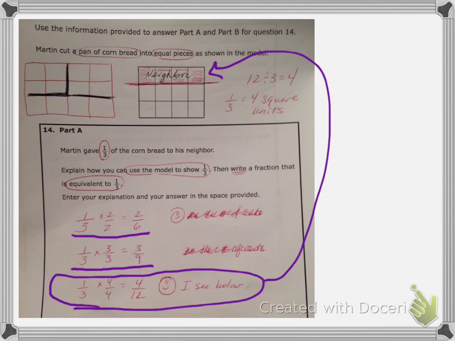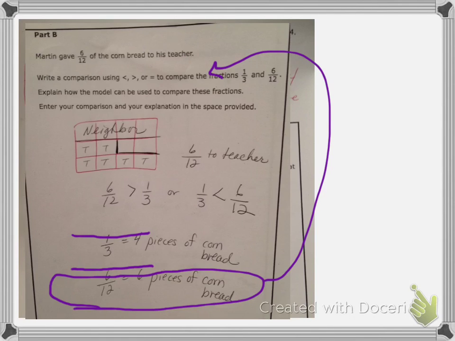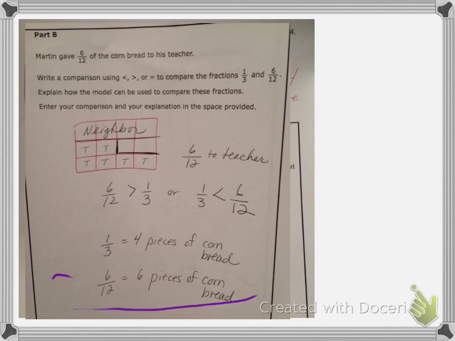Okay, so the next part, and I'm going to go, whoops, sorry, I got to erase all this. Okay, so the next part of this problem says that Martin gave 6/12 of the cornbread to his teacher. And it wants you to write a comparison using less than, greater than, or equals to compare the fractions 1/3 and 6/12. Explain how the model can be used to compare these fractions. Enter your comparison and your explanation in the space provided.